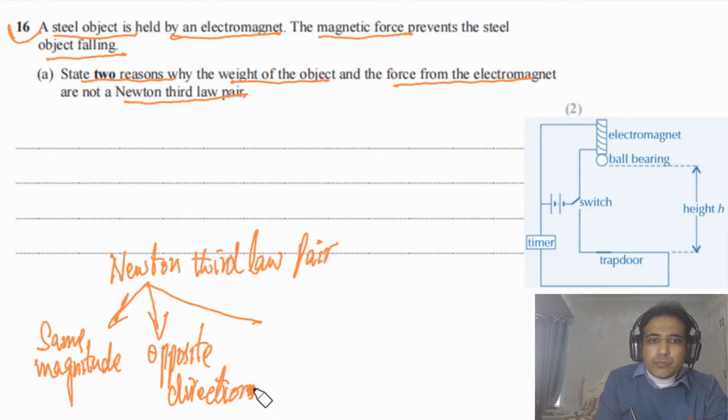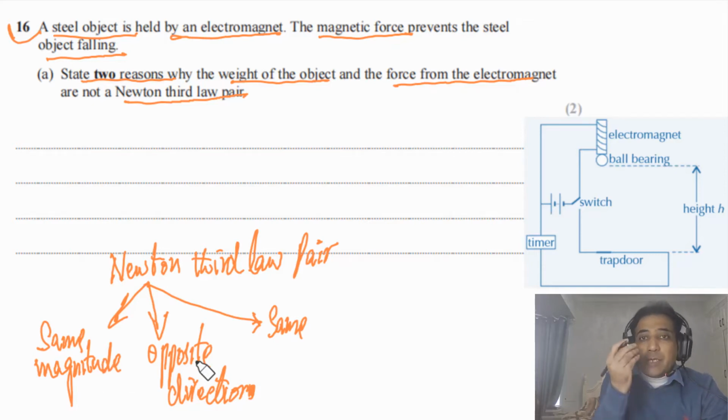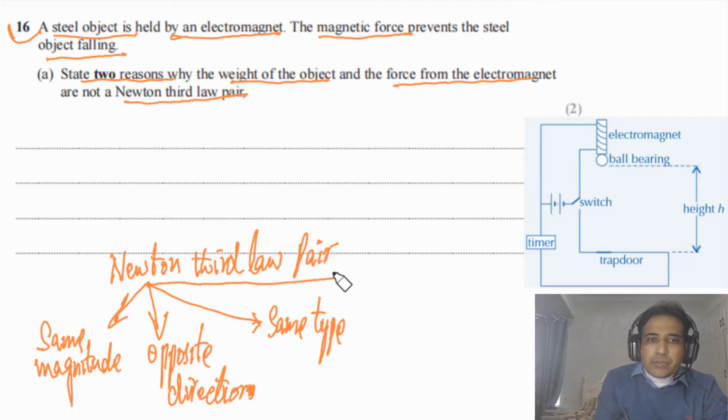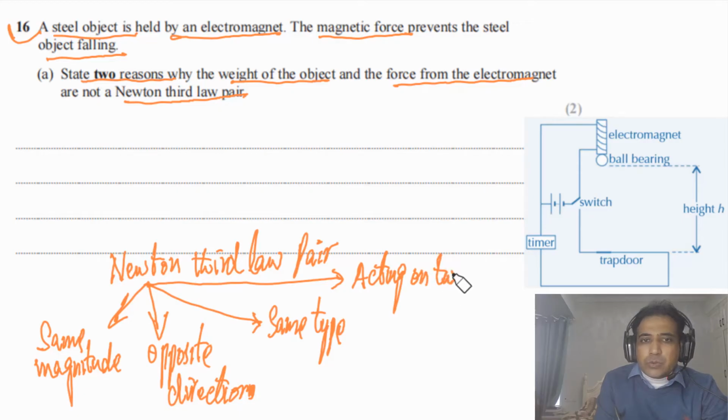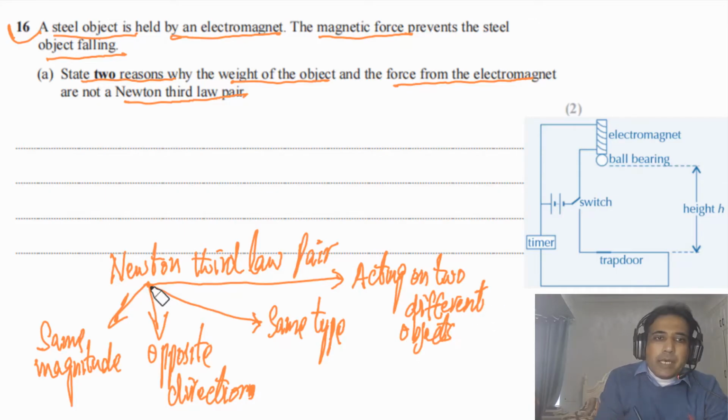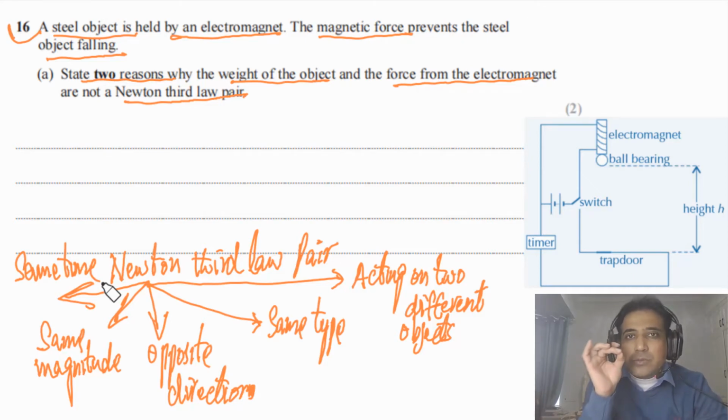And there should be 2 forces of the same type. Very important. Students mostly simply remember same magnitude, opposite direction, but that is not the whole story. Also, forces must be of the same type, and they should be acting on 2 different objects, meaning not acting on the same object. And also these forces act for the same time. So these are the things you need to understand for Newton's third law pair forces.